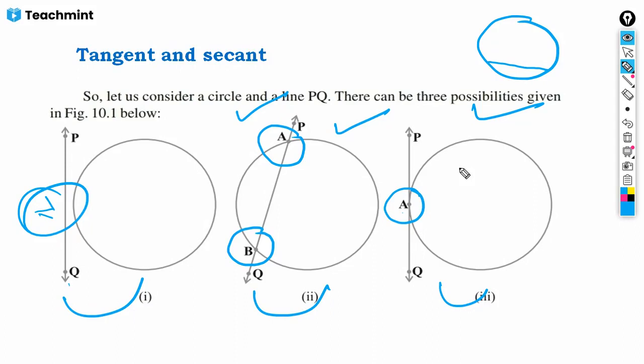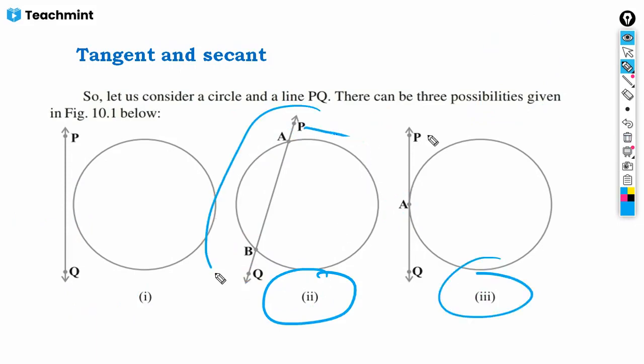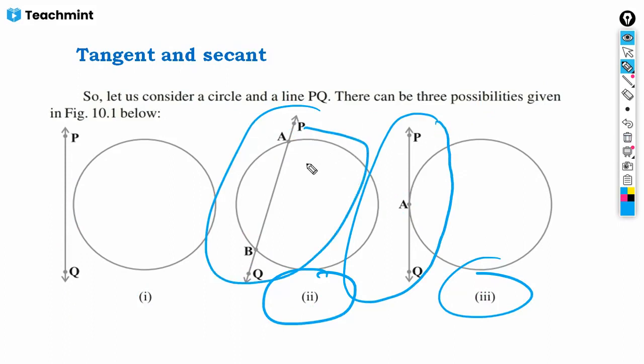So here, in case number 2 and case number 3, we have given certain names for these kinds of lines. That's what we are going to see. We are calling them tangent and secant. Let us see in the next slide.